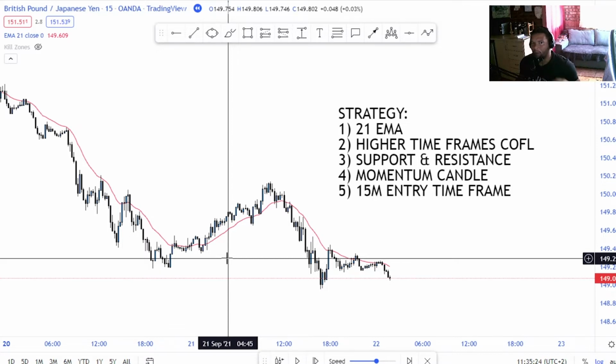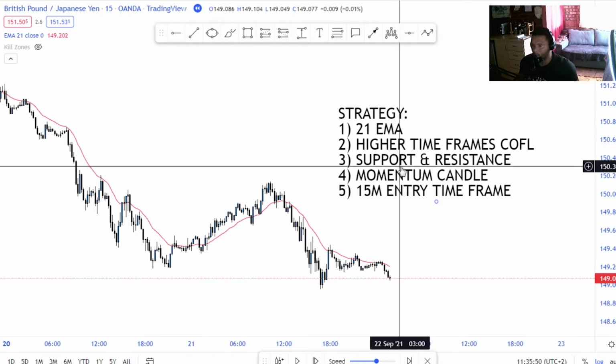In my perspective, it's the daily, 4 hour and 1 hour, the regular time frames, just to see overall where the market is trading. And then we will use our support and resistance, right? It's gonna be necessary because we're gonna wait for that momentum candle. The momentum candle is the fourth step that we're gonna look at, and we're gonna enter our positions on our 50-minute time frame, guys. So pause the screen and just take notes of that strategy.